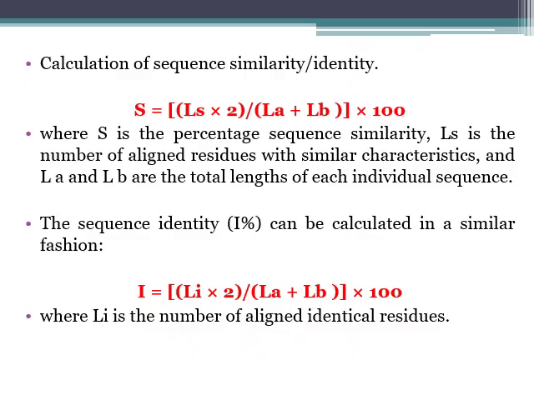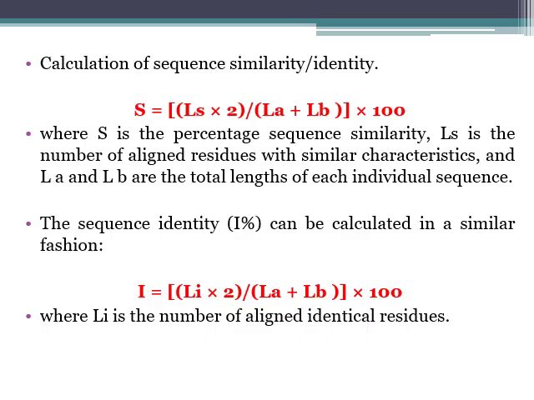Now, calculation of sequence similarity and identity. By this formula, we can find out the percent sequence similarity between the two sequences. The formula is S = (LS × 2 / (LA + LB)) × 100. S is the percent sequence similarity that we want to calculate. LS is the number of aligned residues with similar characteristics, and LA and LB are the total lengths of each individual sequence.